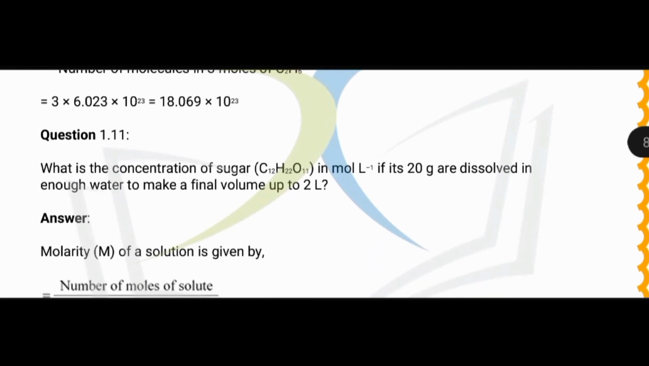Now, this is your next question, question number 11. What is the concentration of the sugar? Now the sugar formula is C12H22O11. What is the concentration of the sugar in moles per liter if 20 grams are dissolved? You are given 20 grams of sugar, and it is dissolved in enough water so that your final volume is 2 liters.